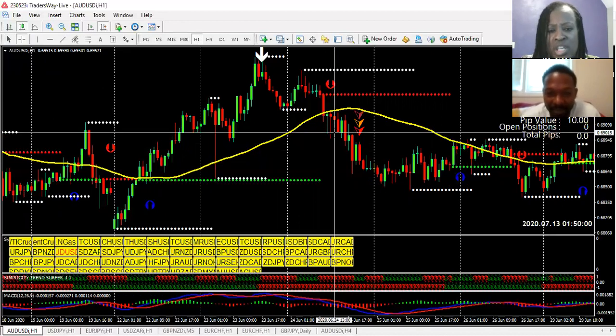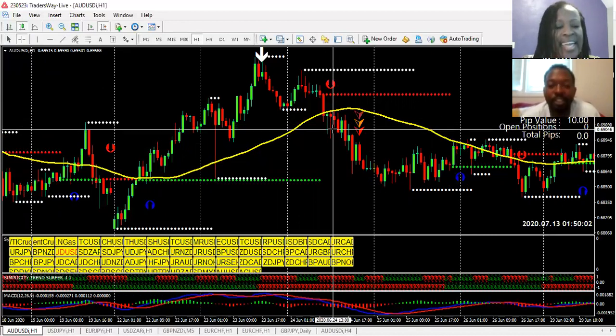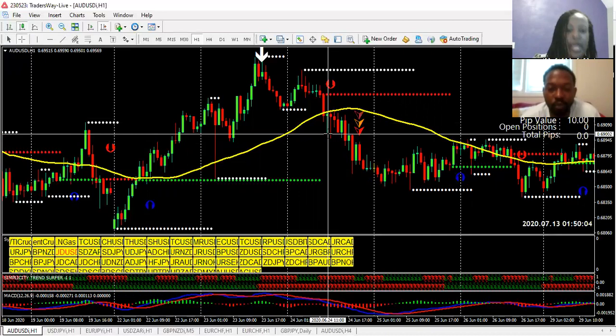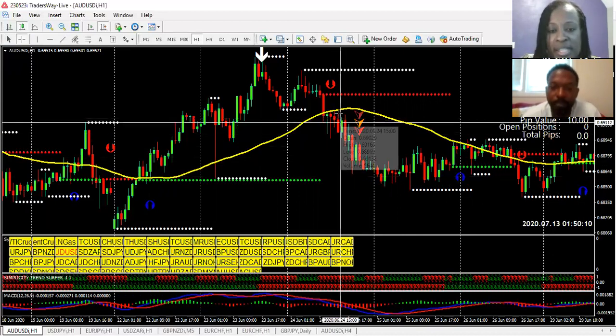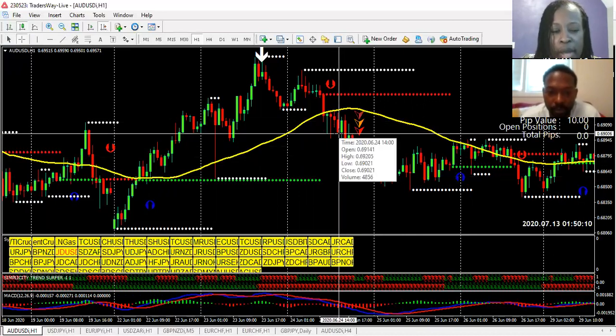Because these are dojis and hammers. They're indecision candles. Well, they're actually reversal candles though. So if you have a bearish doji or bearish hammer, that's telling you that bearish momentum is coming. That's what that means. If you have a bullish one, it's the opposite. So this candle came.